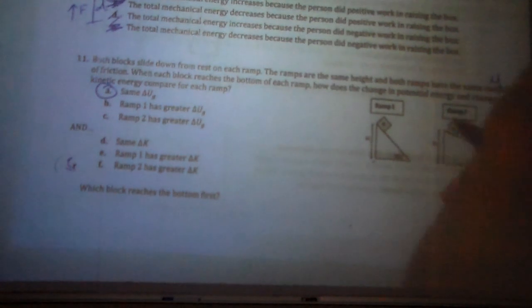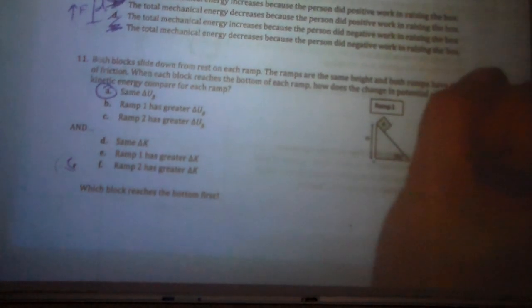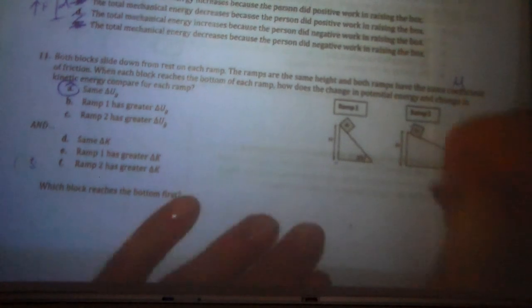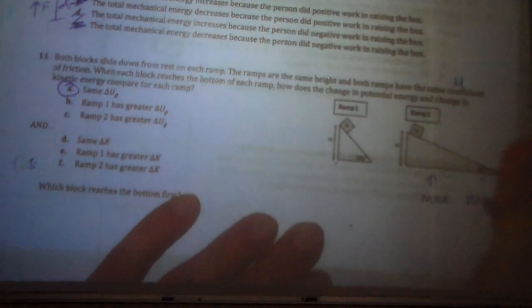Two ramps, both same height. They both have the same coefficient of friction, which is mu. That does not mean they have the same force of friction. That's different. How does the change of potential and kinetic compare? So from here to here, the change of potential is mgh. From here to here, the change of potential is still mgh. So they should have the same change in potential energy as long as they're reaching the bottom. But they will not have the same kinetic because energy is not conserved here. If you look at these, one of these is going to lose more energy than the other. So this one has more work done by force of friction.